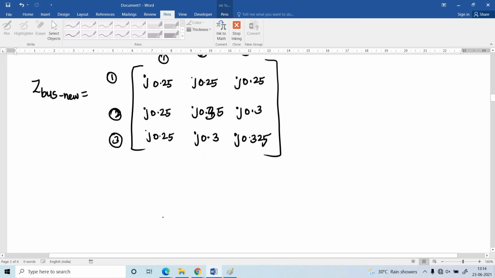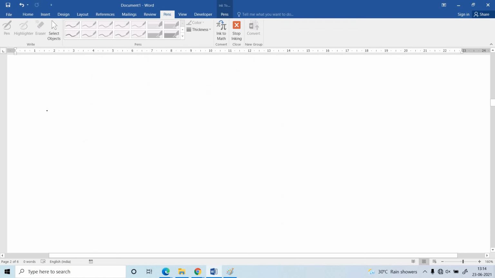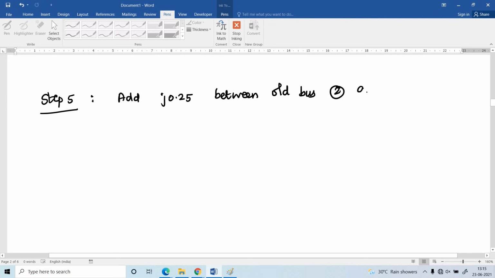After finishing this, I am going to explain the last step, that is step number 5. In step number 5, add the last element, that is j0.25, between old bus 2 and the reference bus. See, in this case also new branches are added, but there are no new buses added here. Both are old buses only.